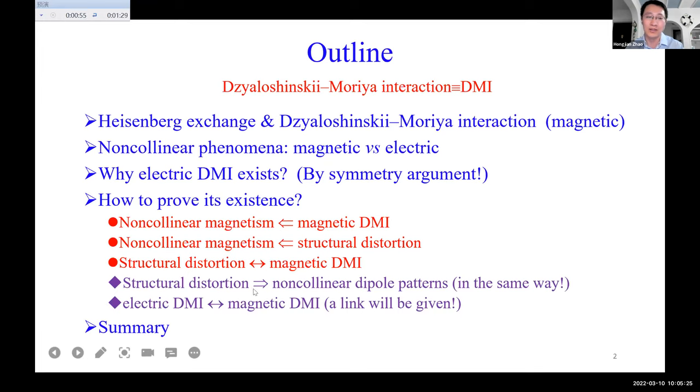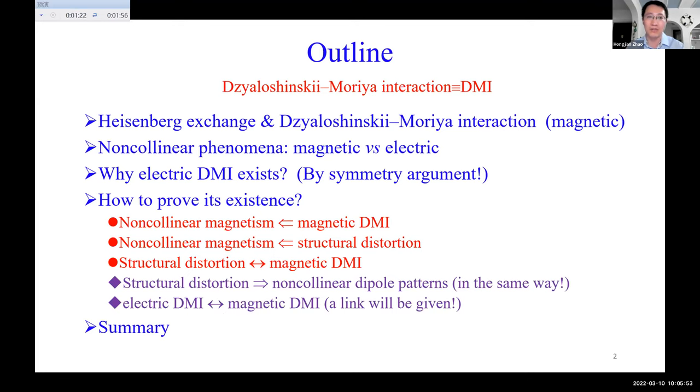Then I will briefly introduce how the structural distortion will result in some non-collinear dipole pattern as well, in the same way as the non-collinear magnetism originates from the structural distortion. By constructing this, we have a connection between electric DMI and magnetic DMI. By the way, in this talk, I will use DMI for short for the Dzyaloshinskii Moriya interaction.